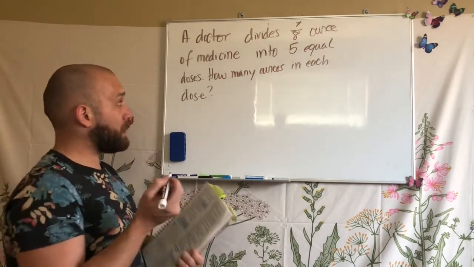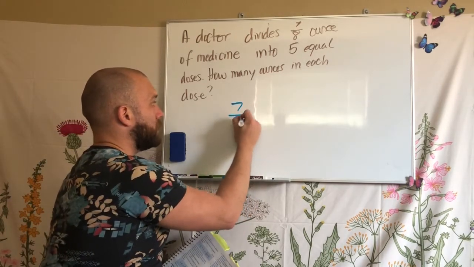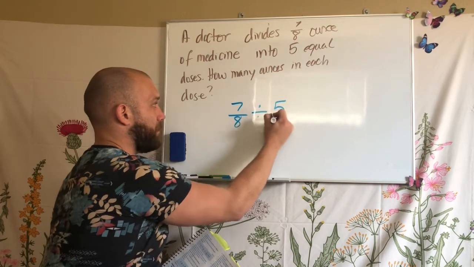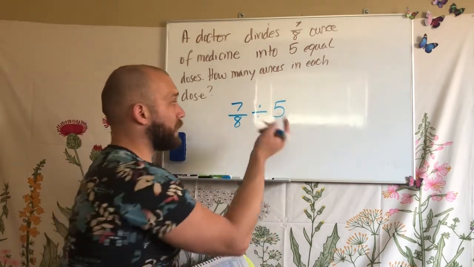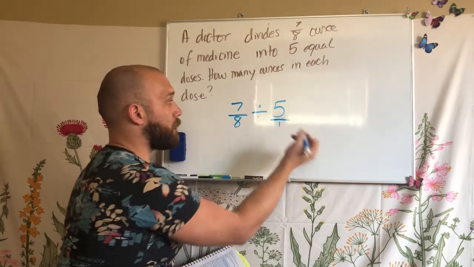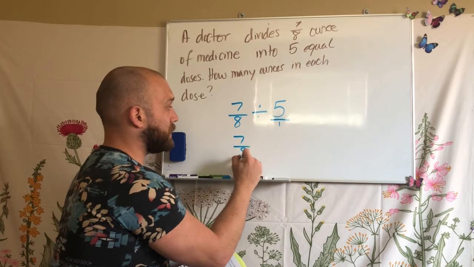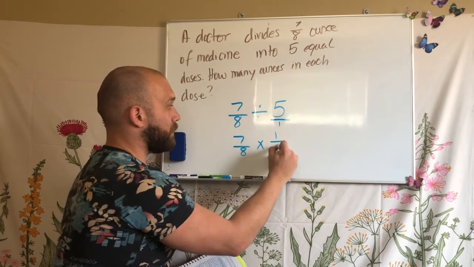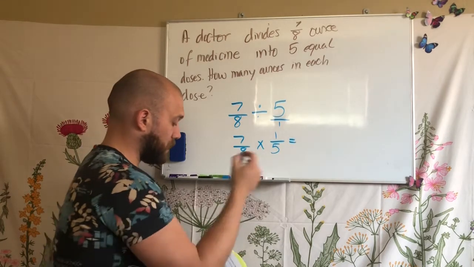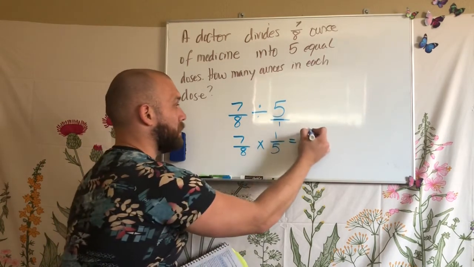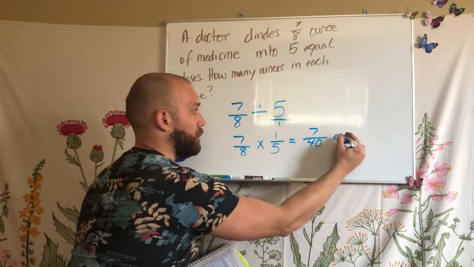So I know what my problem right now for this one is 7/8 divided by 5. How do I rewrite that? Turning 5 into its reciprocal. I know that a whole number 5 is 5 over 1, which I can rewrite as 7/8 times 1/5. Now I can multiply straight across, giving me 7/40 ounce.